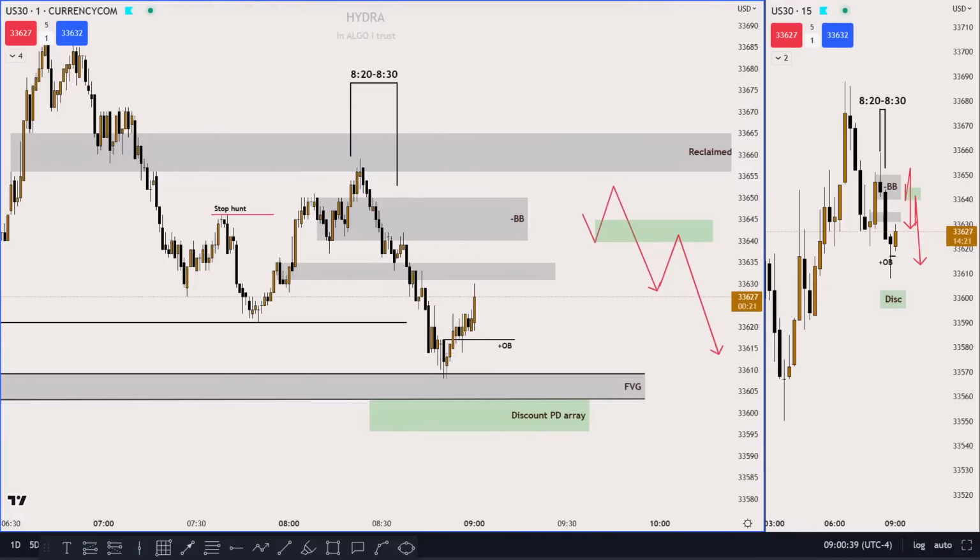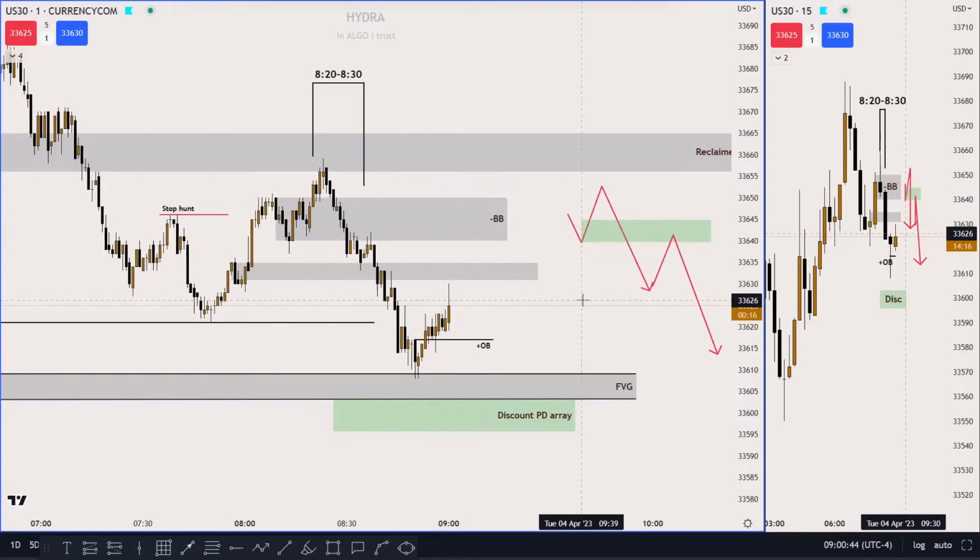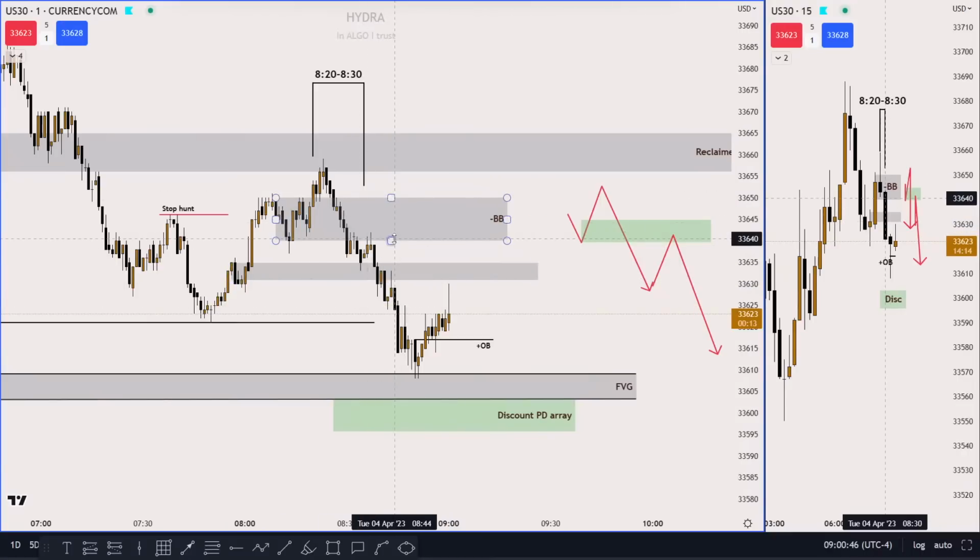Unknown legend, but isn't that a 1 minute breaker block? A 1 minute breaker block? What are you talking about? Yeah, that's a 1 minute chart.